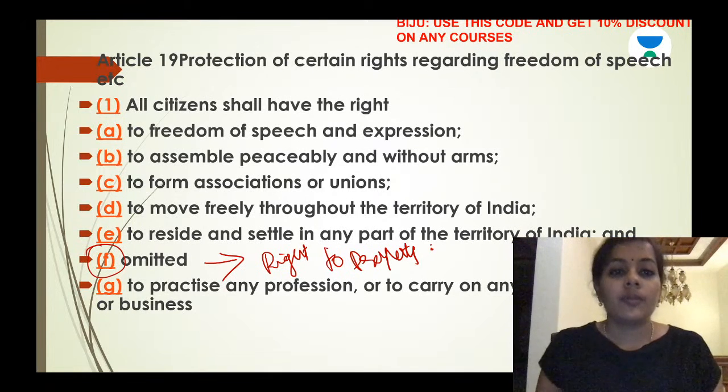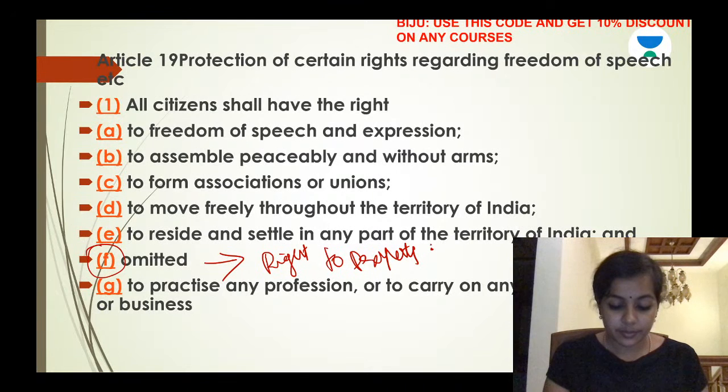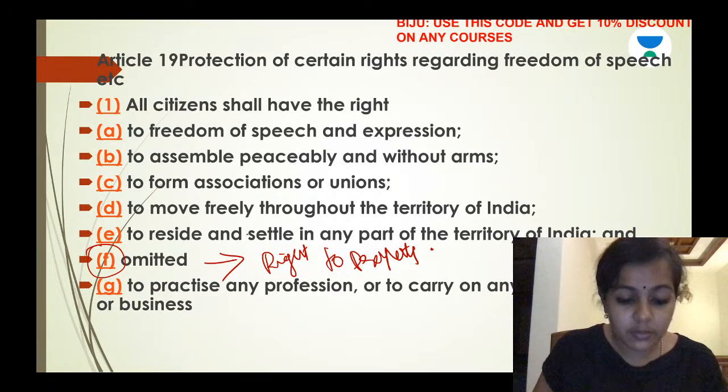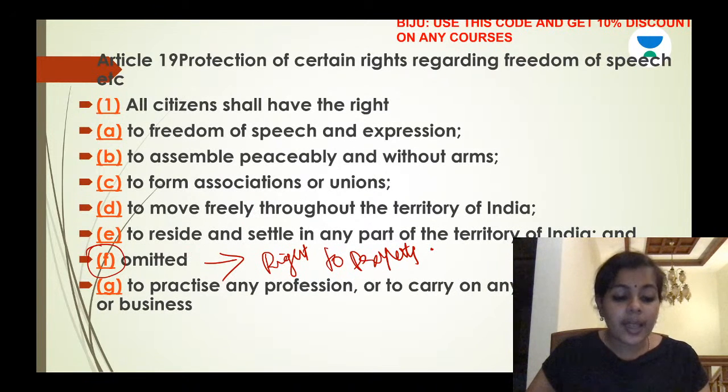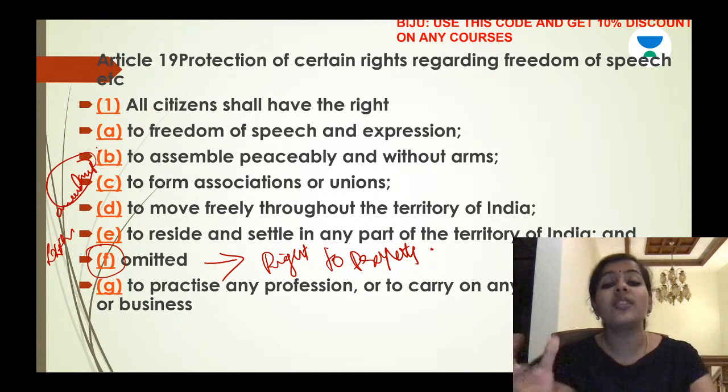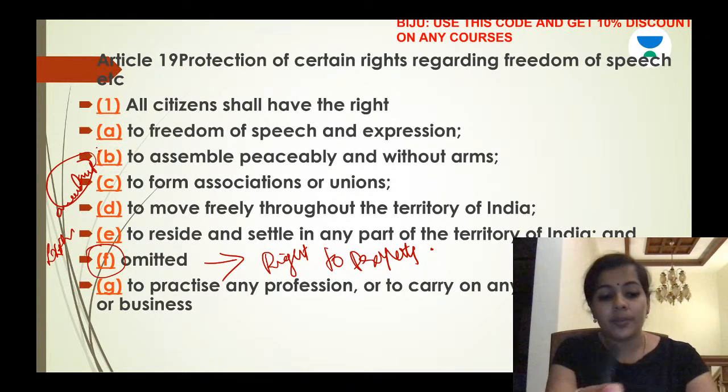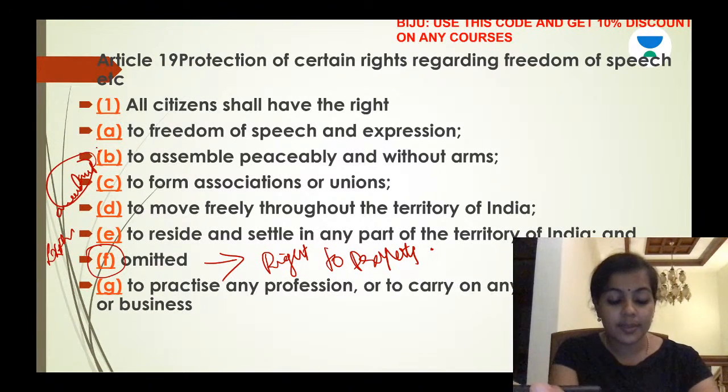So Article 19, right to property, has been removed from the fundamental rights by the 44th Amendment. See, why was it being removed? Because it was a hindrance to achieving socialism. If a single person is accumulating the whole wealth or whole property, what will be the condition of others? So the government wanted everybody to enact socialism. The government has been given this.